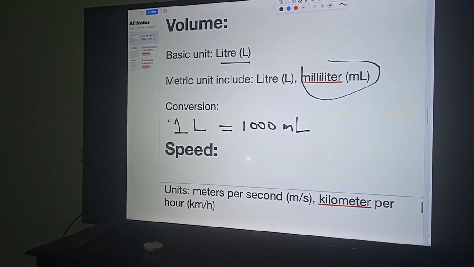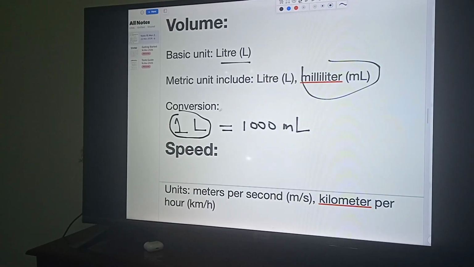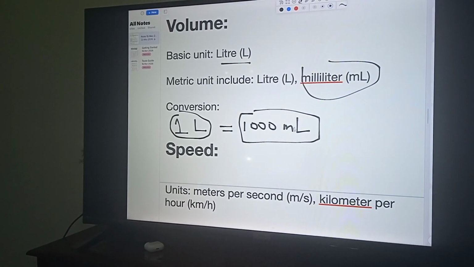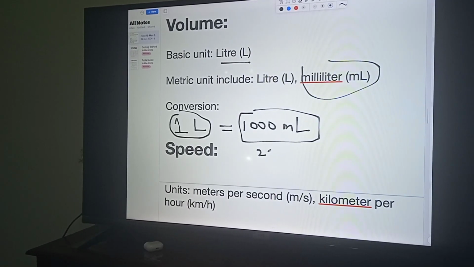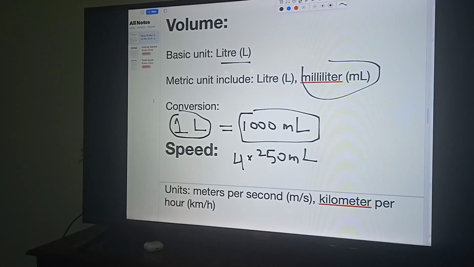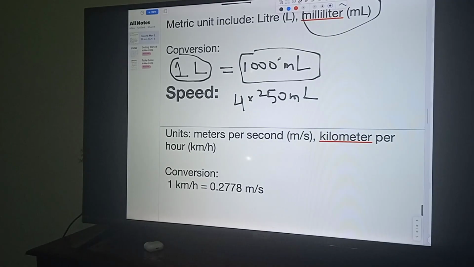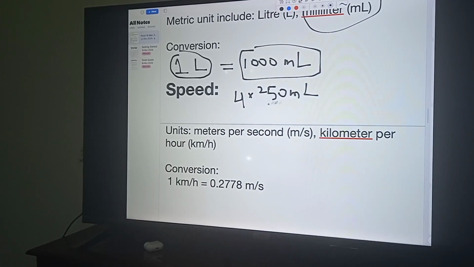That is, you can say that 1 jug of water includes 4 glasses of water. If a jug is of 1 liter, then it contains 4 glasses, each of 250 ml. So 250 ml multiplied by 4 gives 1 liter, if a jug is of 1 liter and a glass is of 250 ml.